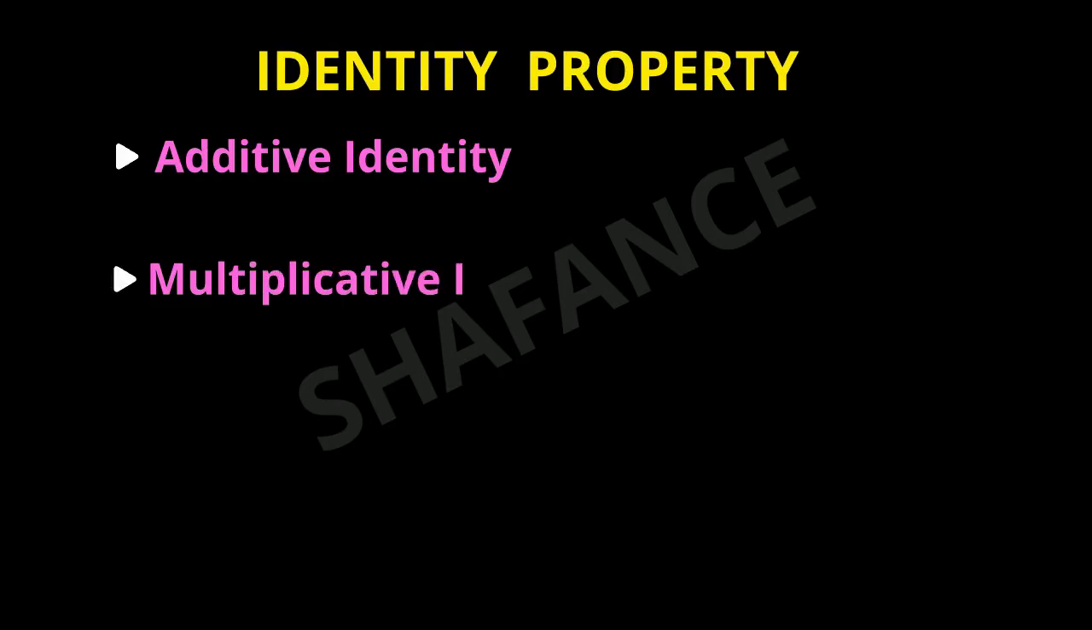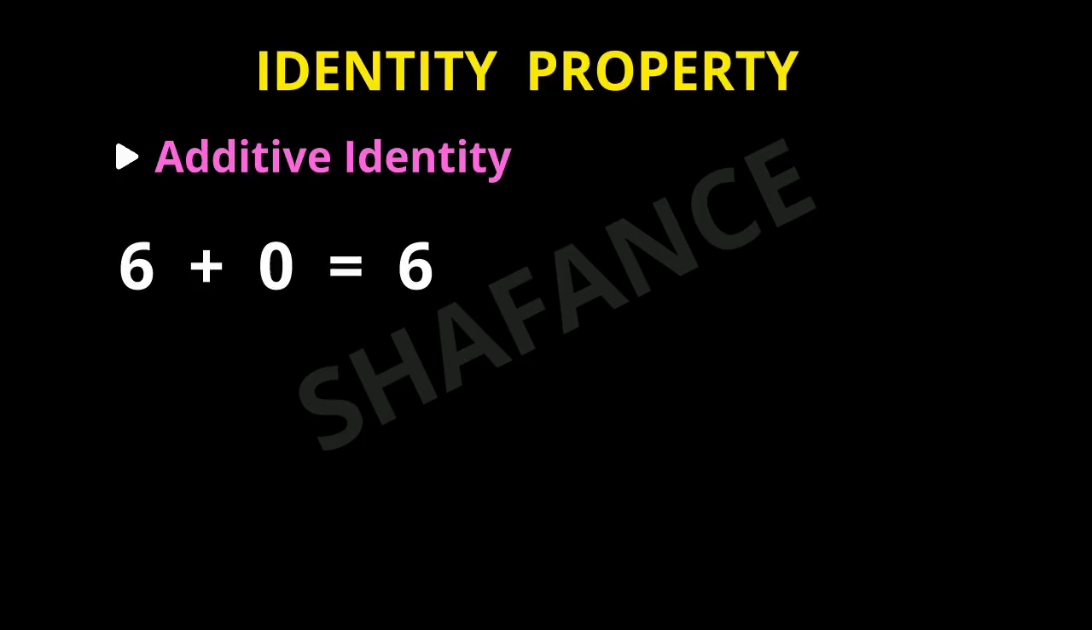Now we will see identity property. In this we'll see additive identity and multiplicative identity. So let us first see additive identity. We'll see this through an example. Let us take this equation: 6 plus 0 is equal to 6. So what we notice is that when we add 0 to any number, in this case we have added 0 to 6, we get the same number, that is 6.